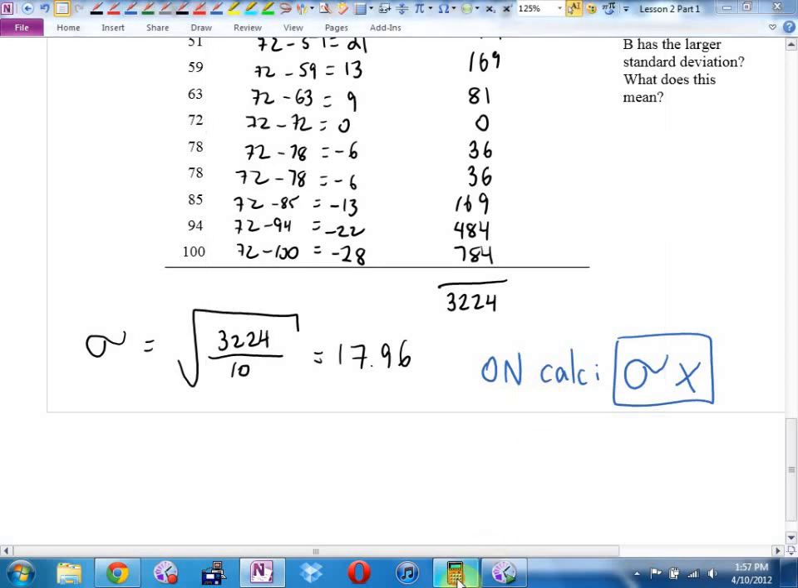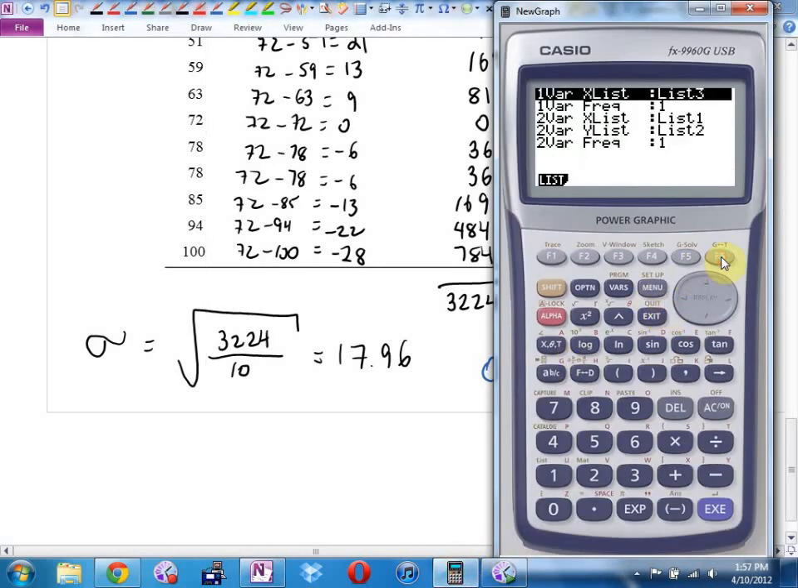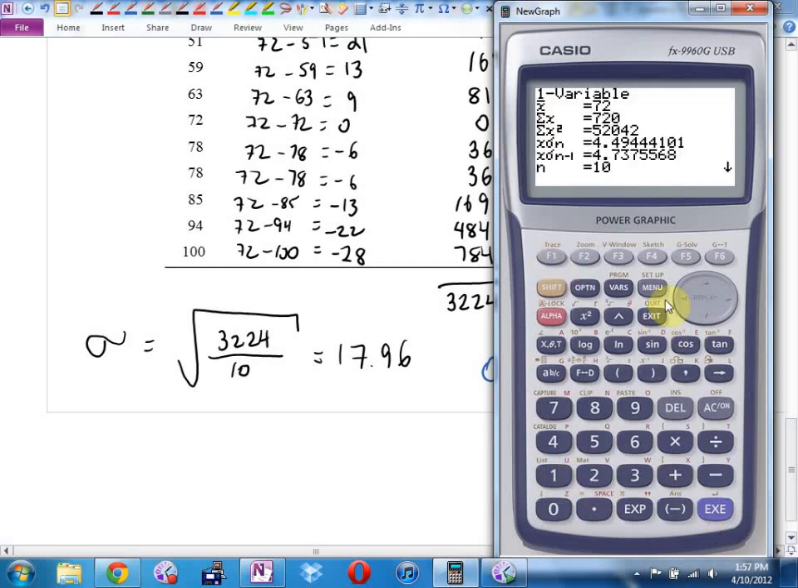Hey, let's double check really quickly. Let's go exit, set. Let's put list 1 and see if that gives us the standard deviation that we got at the top of the page. So list 1, enter, exit, 1 var. Do I get the 4.49? I'm going to argue that's a little quicker.